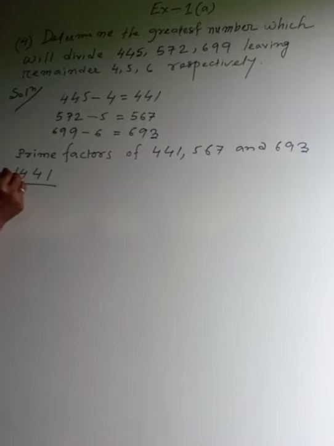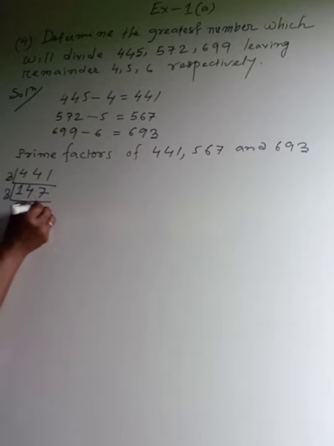How can we take it? Try with 3. 3 ones are 3, remain 1. 1 and 4, 14. 3 fours are 12, remain 2. 2 and 1, 21. 3 sevens are 21. Again we try by 3: 3 fours are 12, remain 2, and 2 and 7, 27. 3 nines are 27. So 49, very easy. 7 sevens are 49.